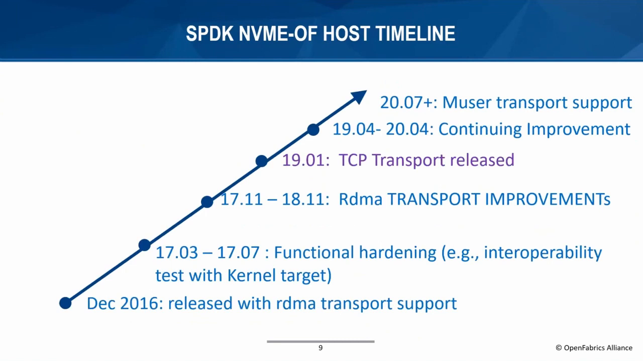This page shows the timeline of the SPDK NVMe over Fabrics host design and implementation history. I think it is nearly the same. In December 2016, we released RDMA transport, and in January 2019, we released TCP transport. For the user transport support for the initiator, we will also release it in July's release.